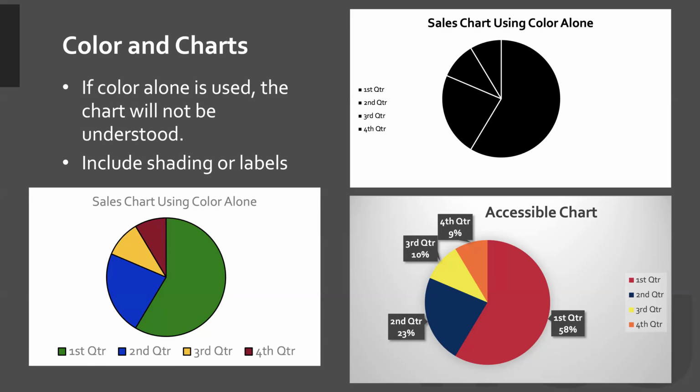Right below, in the bottom right corner, I have an accessible chart which uses color and text, and additionally adds the percentages for all of the different quarters. It uses red for the first quarter with 58% listed, orange for the fourth quarter with 9% listed, third quarter is 10% in yellow, and the second quarter is blue with 23%. So that conveys the meaning to users. And if somebody was using a screen reader, they would have that identifying information along with the section of the pie chart. So that would be an accessible way to create that chart.